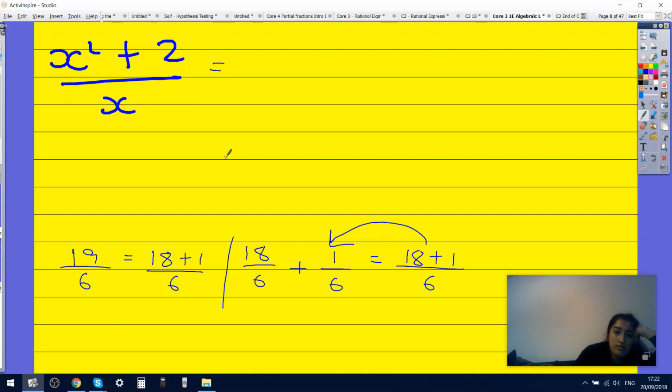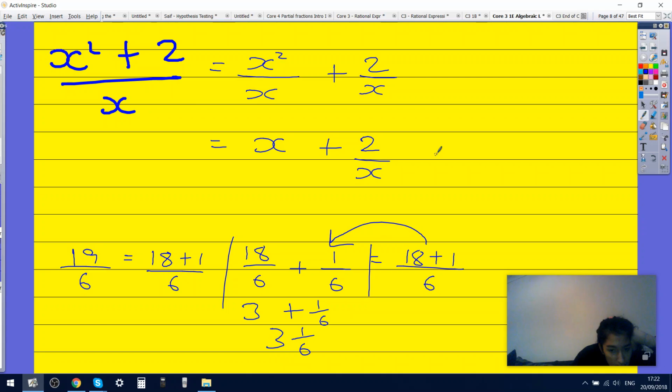Yeah. And so the final answer down here for this one would be 3 plus 1/6, which we write as 3 and a sixth. If we were to do the same thing with this algebra, we would do a big x and then a little 2 over x. But it's the exact same idea. We're just using letters instead of numbers. With letters, we just leave the plus.